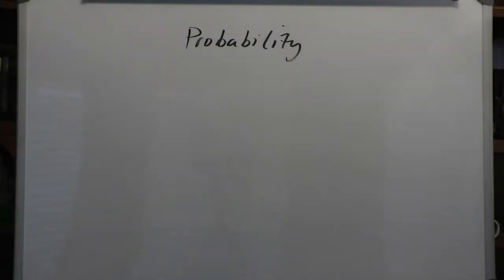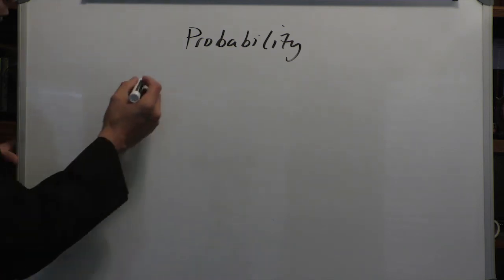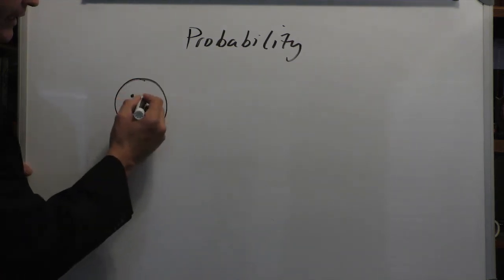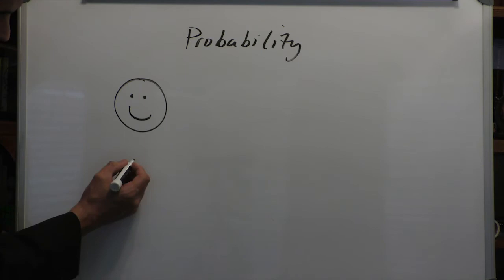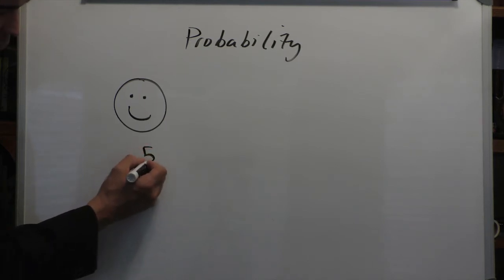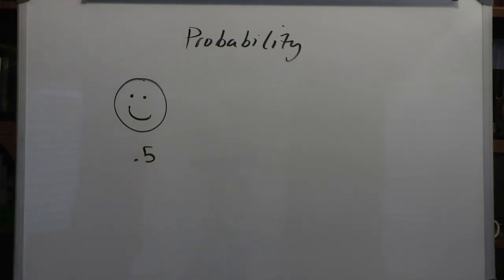Probability. How do you determine probability? Well, the easiest thing I want you to think about, when we're talking about probabilities, is flipping a quarter in the air and having it land on heads. The probability of it landing on heads the very first try is 50%, which expressed as a decimal looks like this.